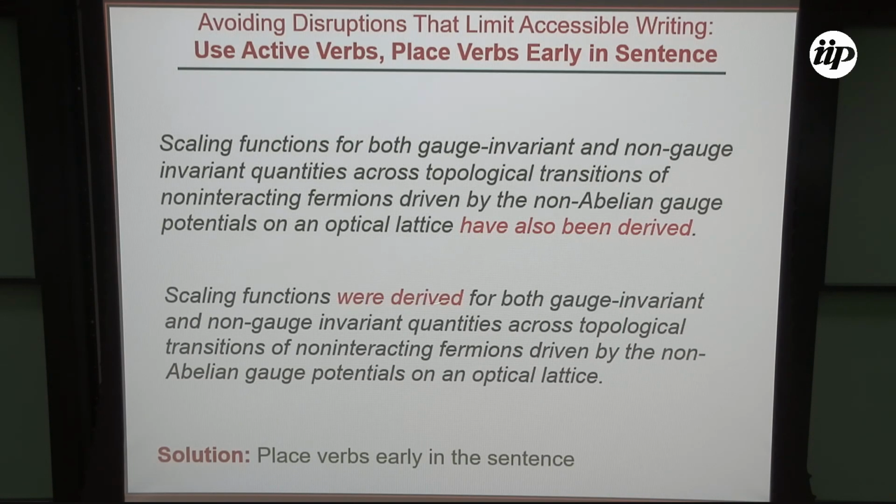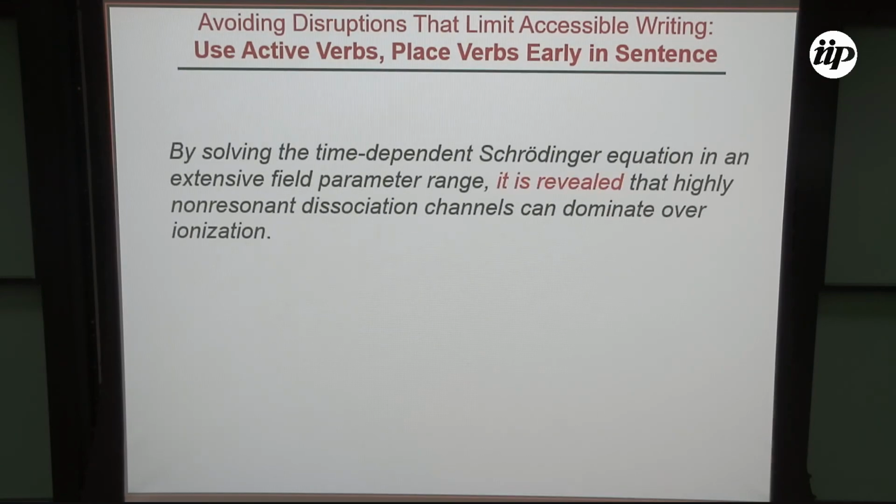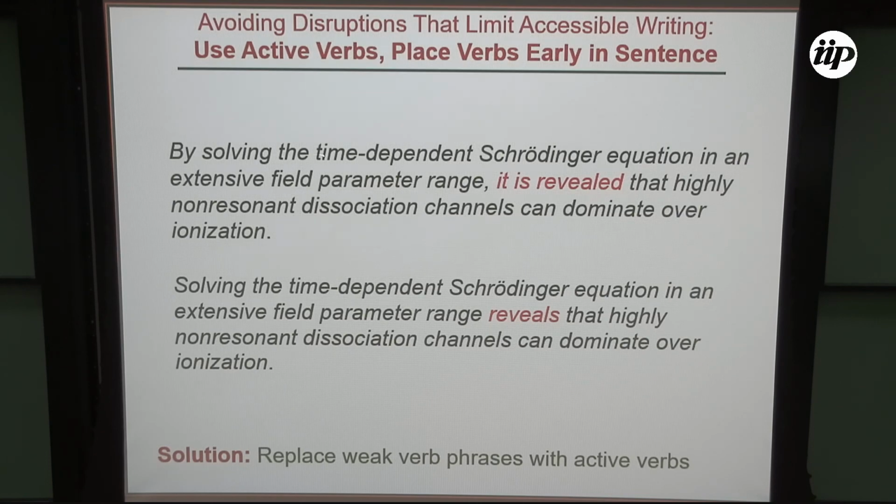"Scaling functions were derived for both gauge invariant, non-gauge invariant quantities." It's a very common structure to put the subject but put the verb fairly early on in the sentence so we know what they're talking about. Another thing is to replace these sort of lengthy verb forms with active verbs. So instead of saying "it is revealed that highly non-resonant dissociated channels can dominate," you can say "the parameter range reveals that highly non-resonant dissociated channels can dominate," etc.